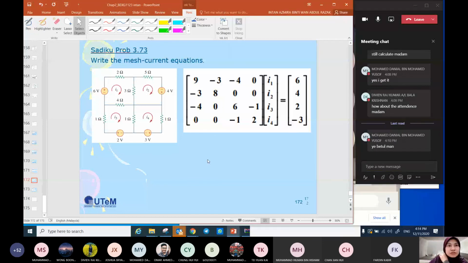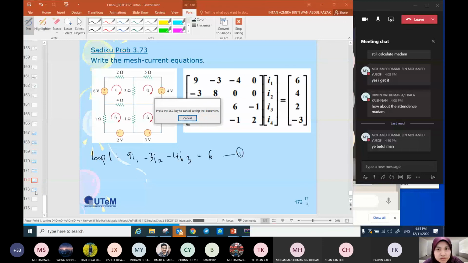Okay, so you know how to write this, right? So this is loop 1: minus I1 minus 3I2 minus 4I3 equal to 6. This is the first equation. Then proceed to the other equations. Please proceed to the other equations. Okay, so any question?